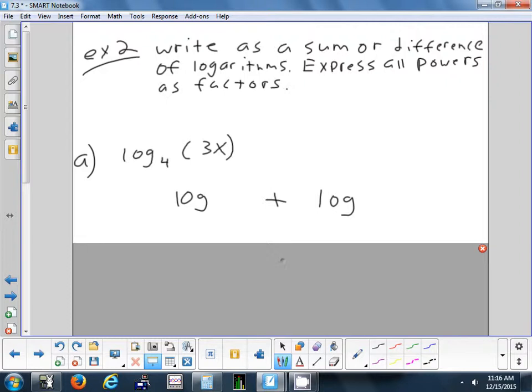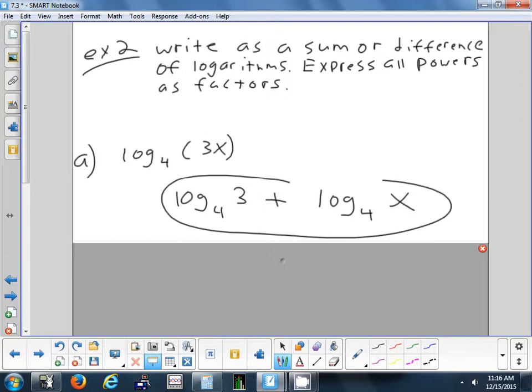Okay, Dakota, what's my base on each log? 4. Yep, doesn't change. And Paige, what's my argument to the first log? 3. And my second log? X. That's it. So that's like the answer, like you almost solve anything? That's the answer, we stop there, yep.